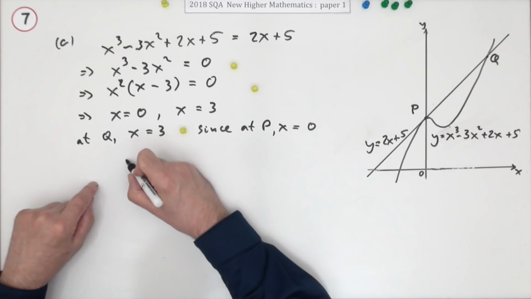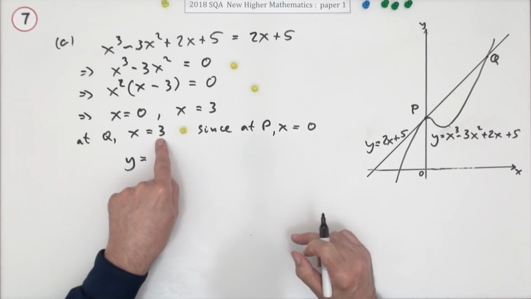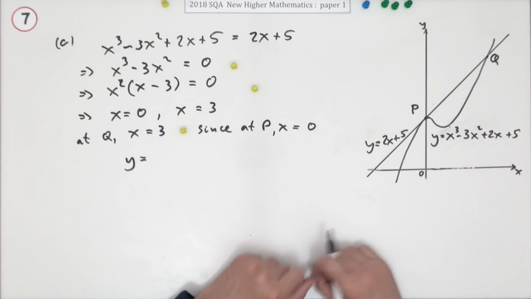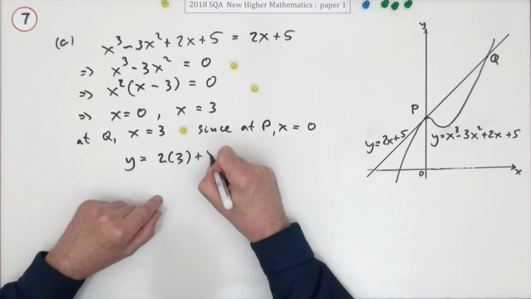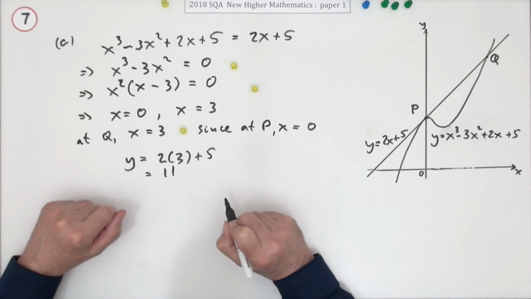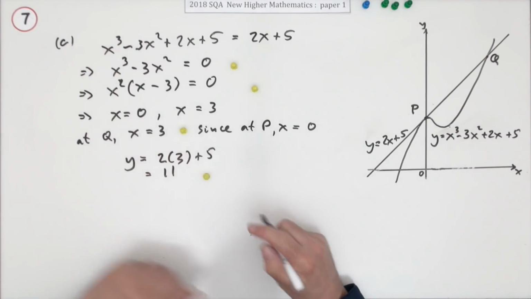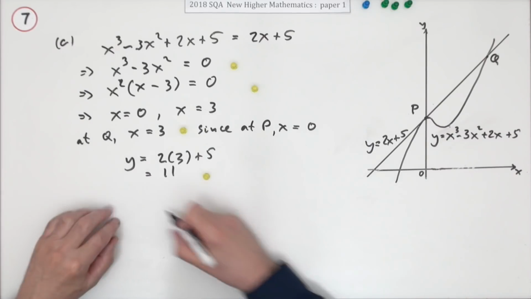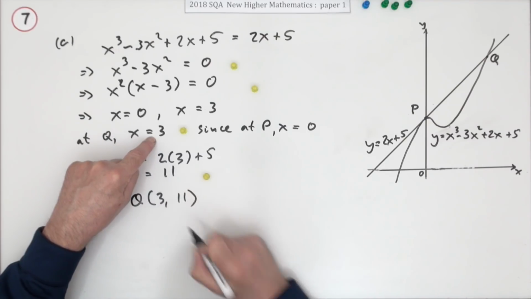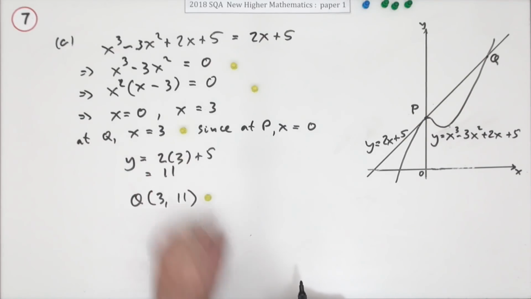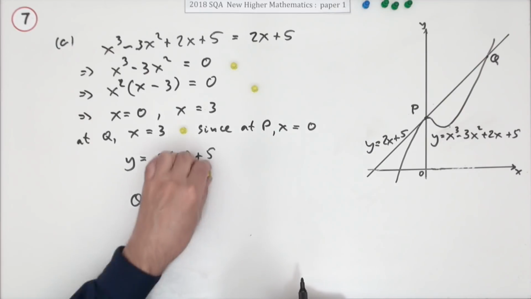Now to find the y coordinate. Well, you can pop that 3 into either equation. I'm going to pop it into this one. So it'll be 2 times 3 plus 5, which is 11. Now apparently y equals 11 is sufficient, but I like to finish it off. So Q is the point (3, 11). There, I'll let you have it there.